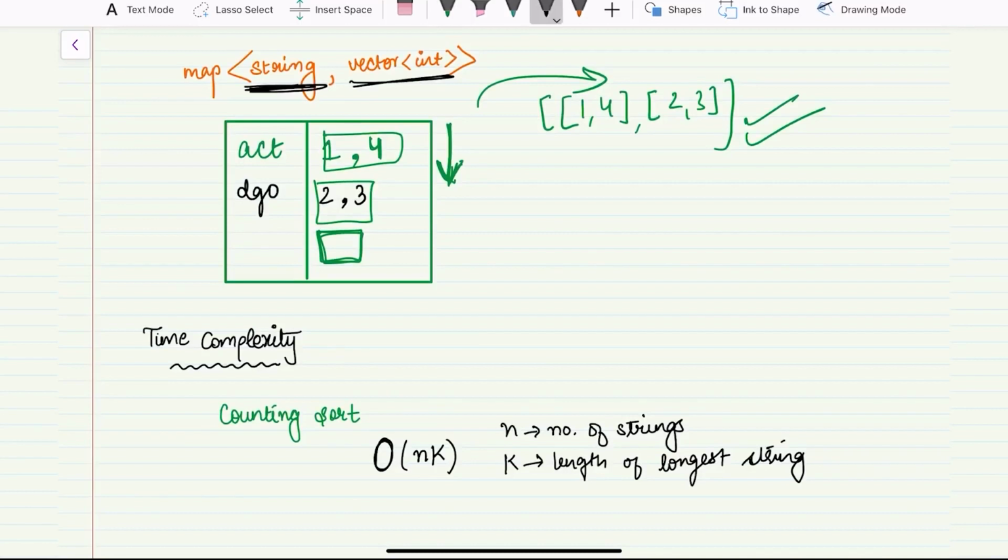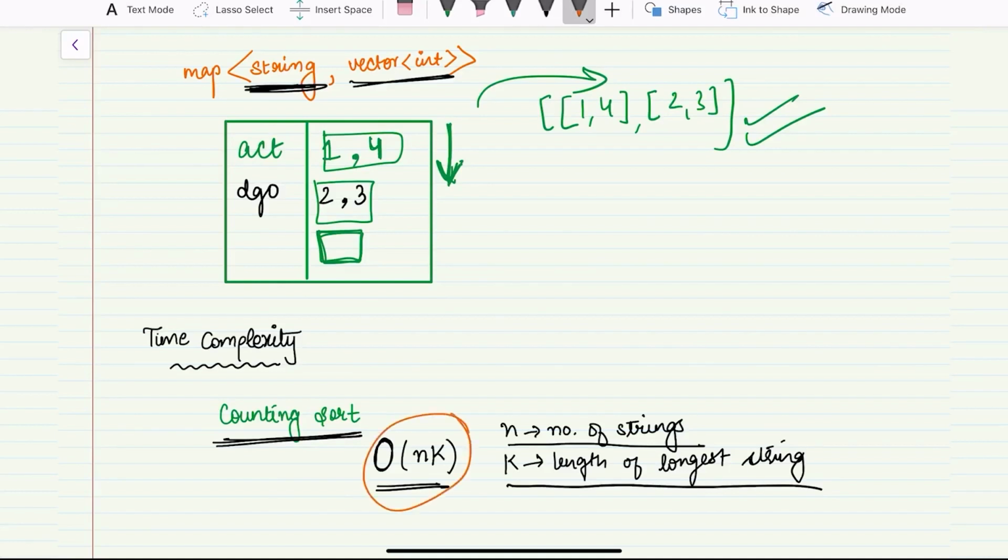Right, so now for the time complexity, let's look at how we are going to sort the strings. For sorting the string, basically we can perform counting sort. We are able to perform counting sort because here the range of characters is fixed, which is 26. So we have 26 characters, and therefore the complexity is going to be order of n into k, where n is the number of strings and k represents the length of the longest string. So the time complexity turns out to be order of n into k.